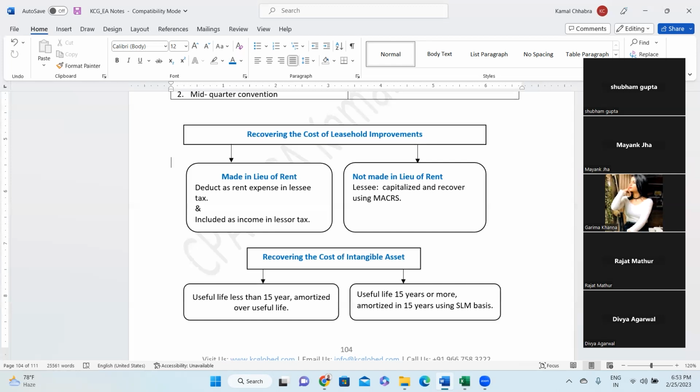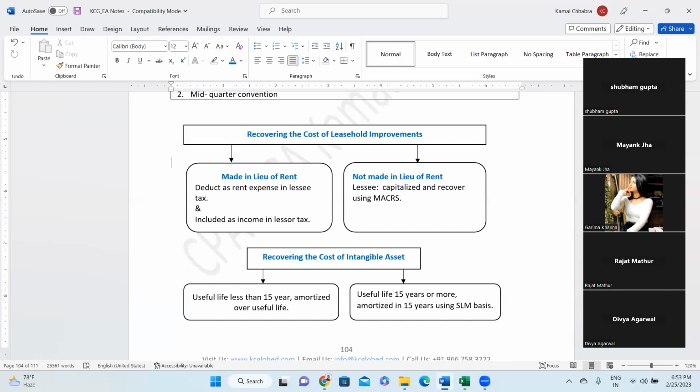If you have a patent which has a life of, let's assume, 25 years, in that scenario you will be amortizing the cost over 15 years. If you look at the right-hand side, if the useful life is 15 years or more, then amortize the expense over 15 years using the straight-line method of amortization.